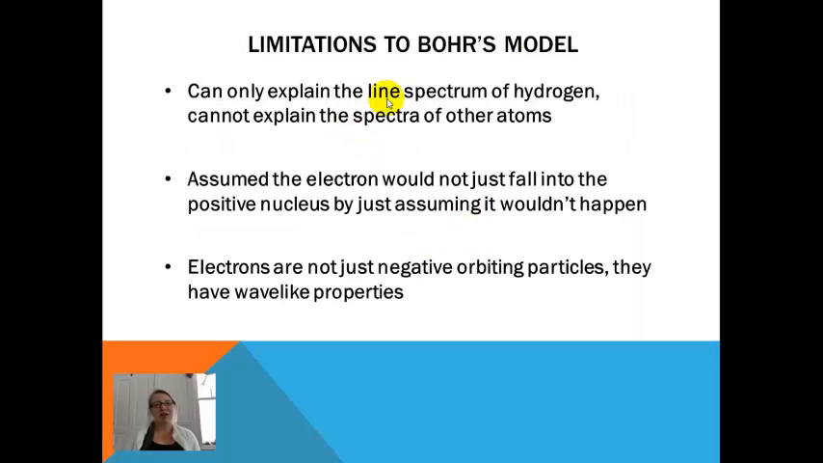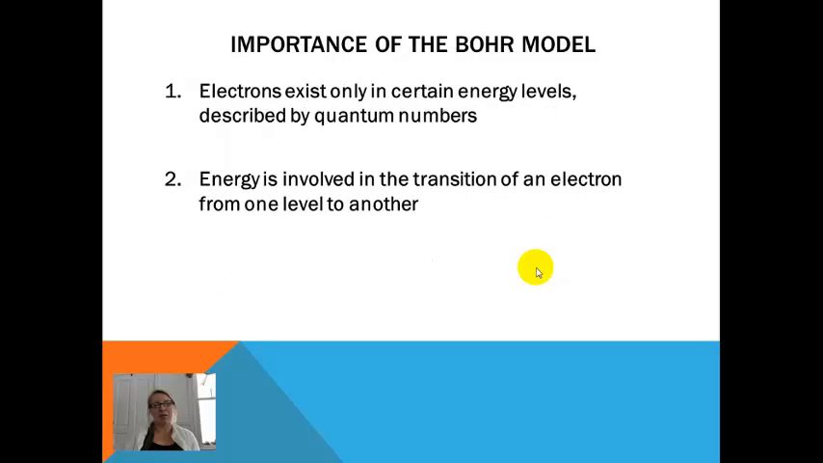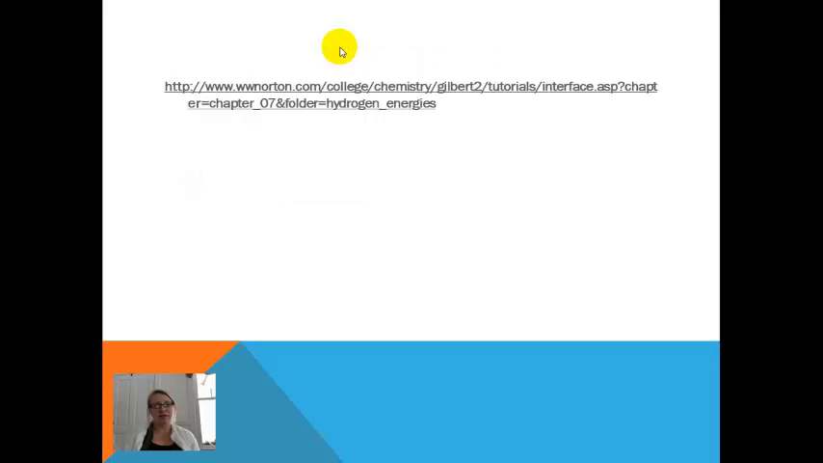However, Bohr's model does not explain anything but the line spectrum for hydrogen, not other atoms. And he basically just assumed that electrons would not fall into the nucleus. And finally, electrons are not just orbiting negative particles. They actually have wave-like light properties. And so his model was important because it said that electrons only exist in certain energy levels. And it is also important because it said that energy was involved in the transition from electrons jumping from one orbit to another. So those were new in their time. However, like we said, Bohr's model does have some limitations.